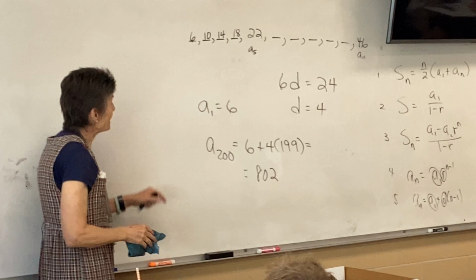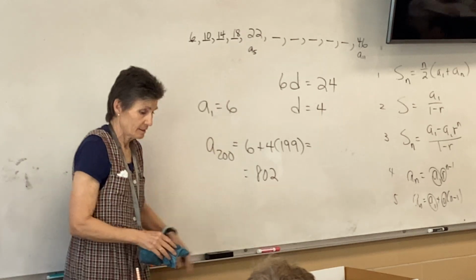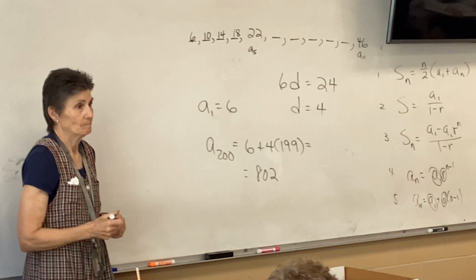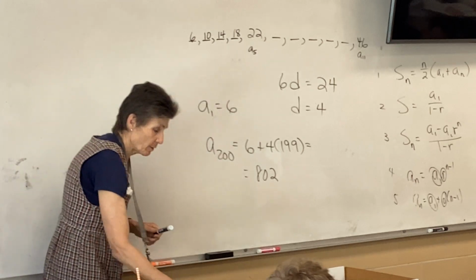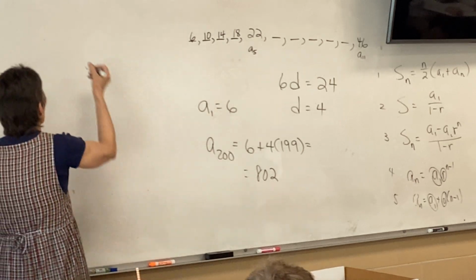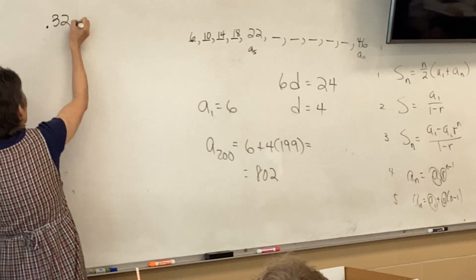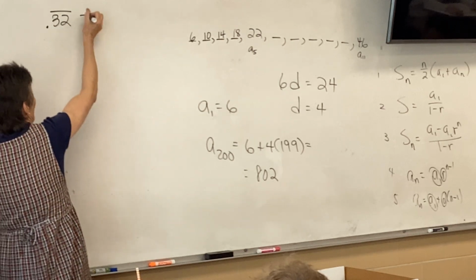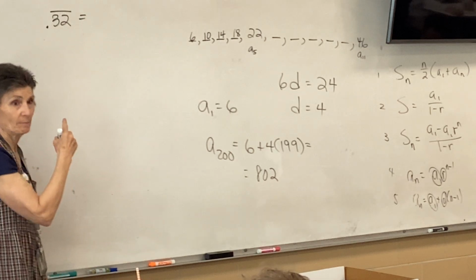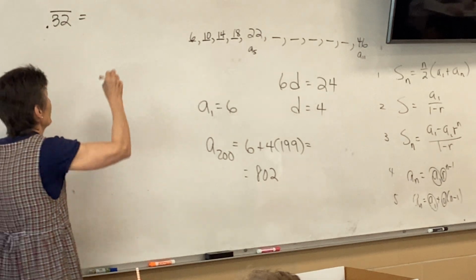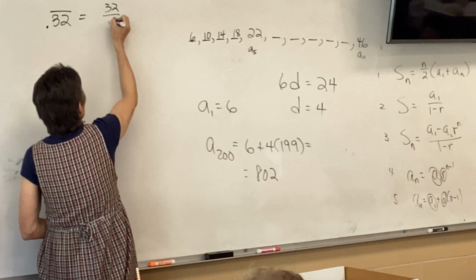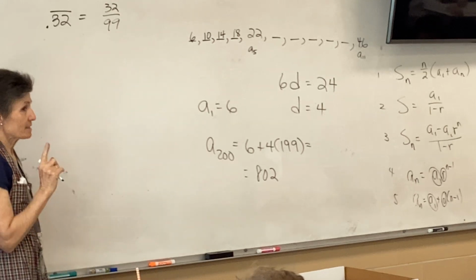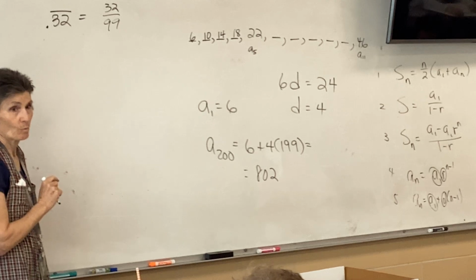All right, was there anything about that that confused you? Okay, let's look at the next one. If the problem had been this, then what would the fraction be? If that's the problem, 32 over 99. Done. But that is not the problem. This is a harder one.